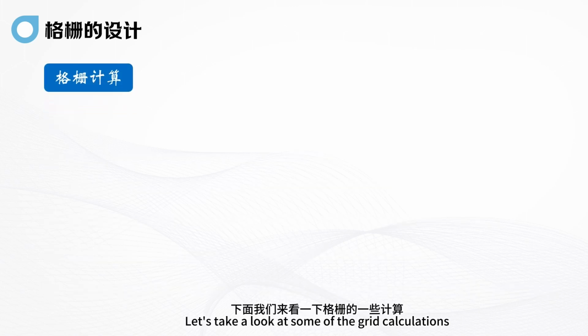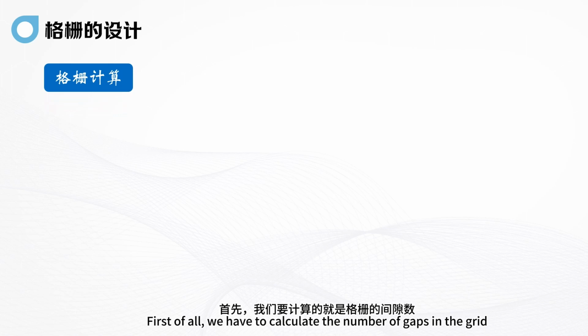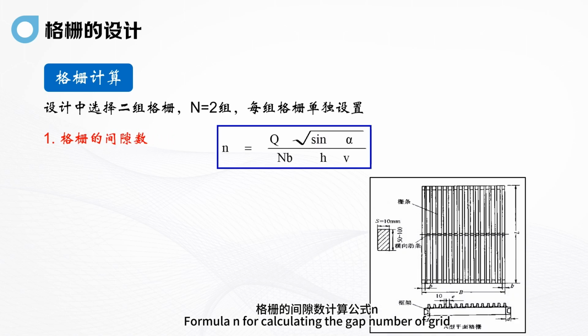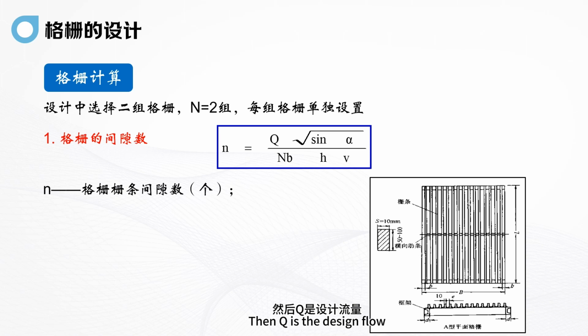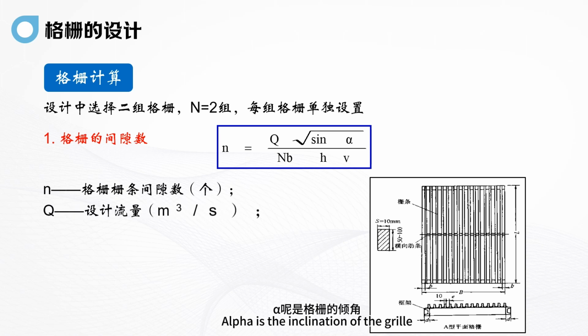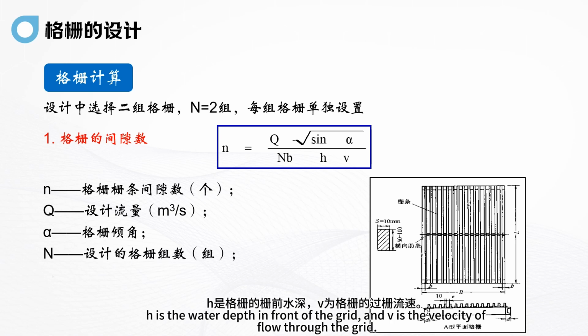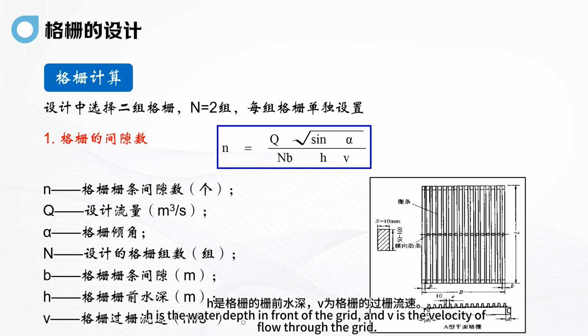Let's take a look at some of the grid calculations. First of all, we have to calculate the number of gaps in the grid. The gap number of the grid, N, is calculated by the following formula. The lowercase n in this formula is the number of grid gaps. Q is the design flow. Alpha is the inclination of the grill. N is the number of grid groups designed, and b is the width of the grid gaps. H is the water depth in front of the grid, and v is the velocity of flow through the grid.